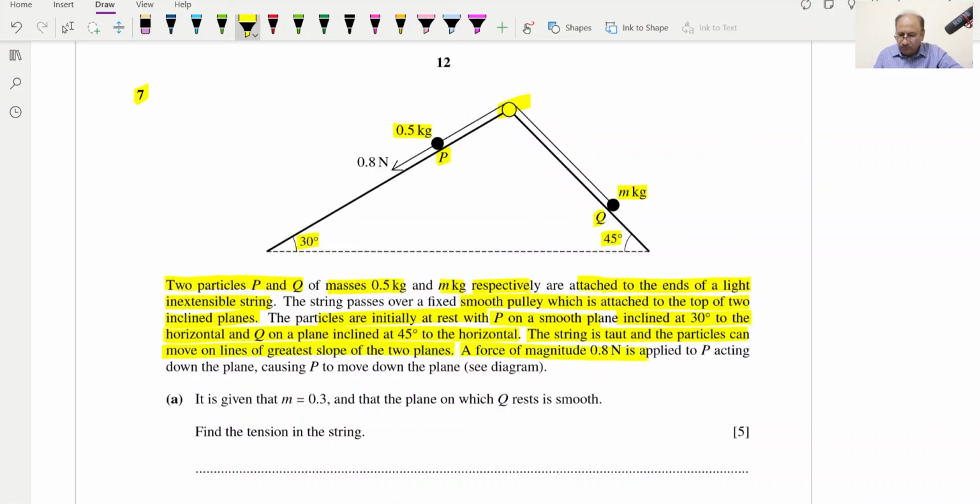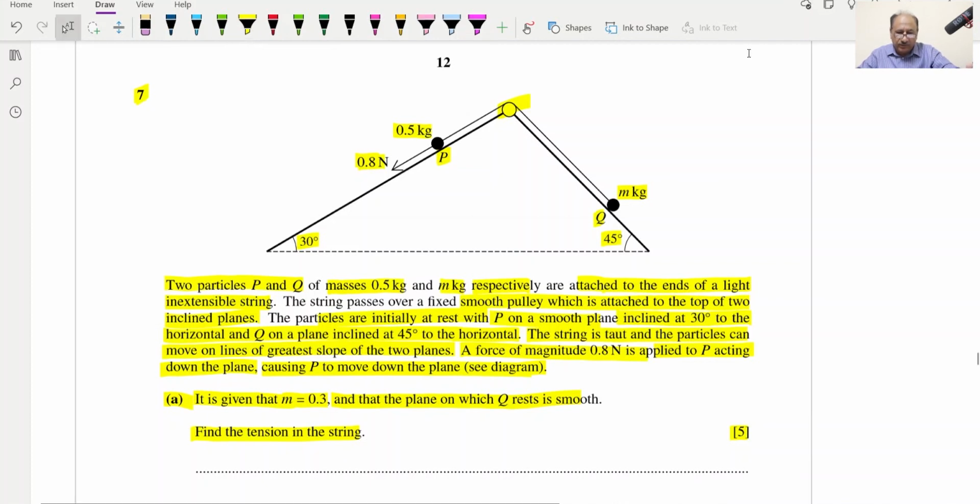A force of magnitude 0.8 Newton is applied to P, acting down the plane, causing P to move down the plane. See the diagram. Now part A, it is given that m is equal to 0.3 and that the plane on which Q rests is smooth. Find the tension in the string. This is a 5-mark question.